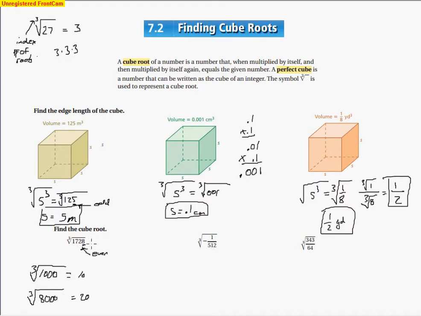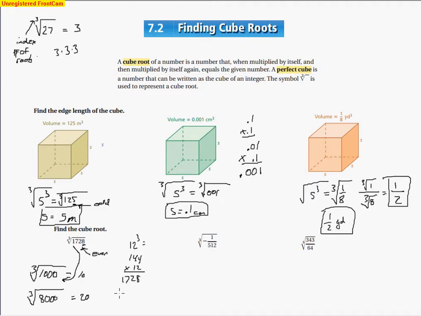So you can see how 1,728 fits in between these two numbers, but it's closer to 1,000. So I'm going to try an even number that's close to 10. The next even number would be 12. So try it. 12 to the third power would be 144 times 12. When you go ahead and multiply this out, you do get 1,728.